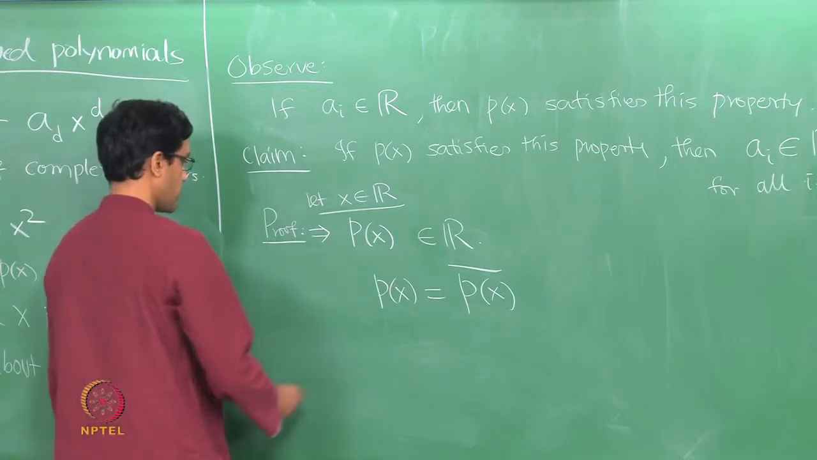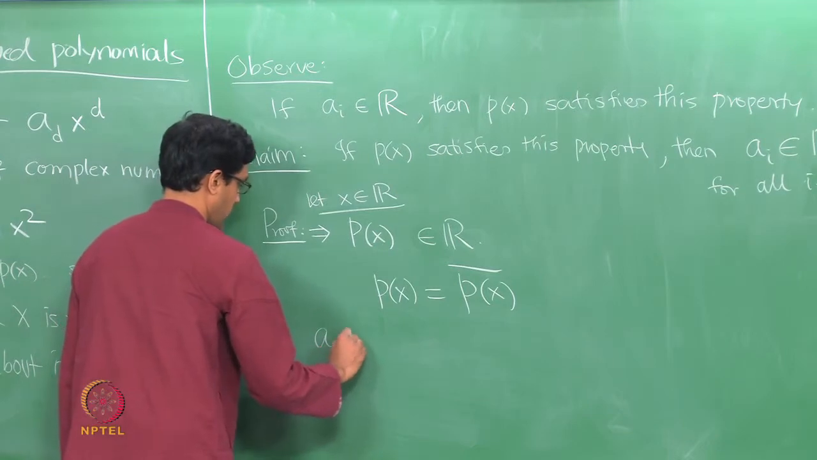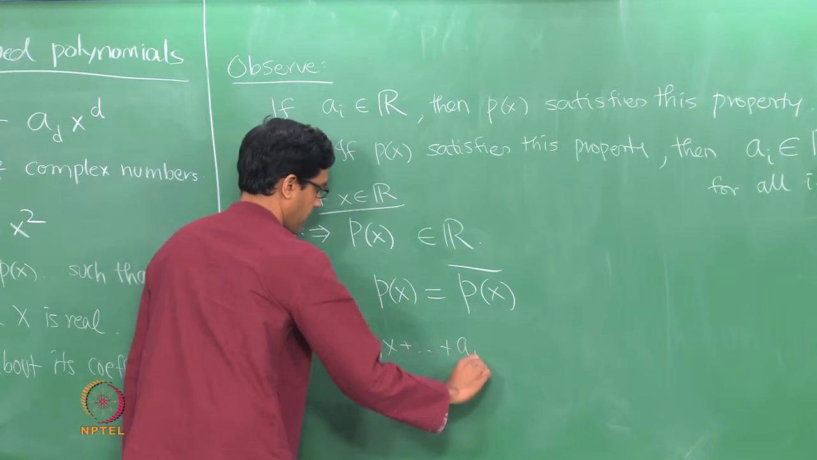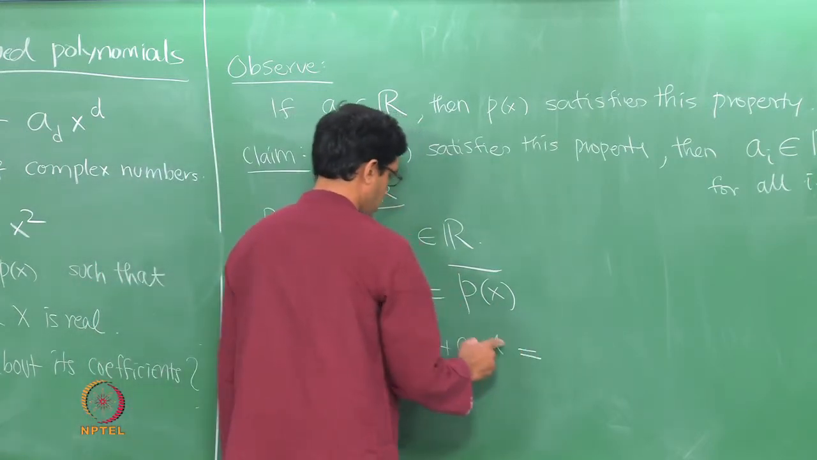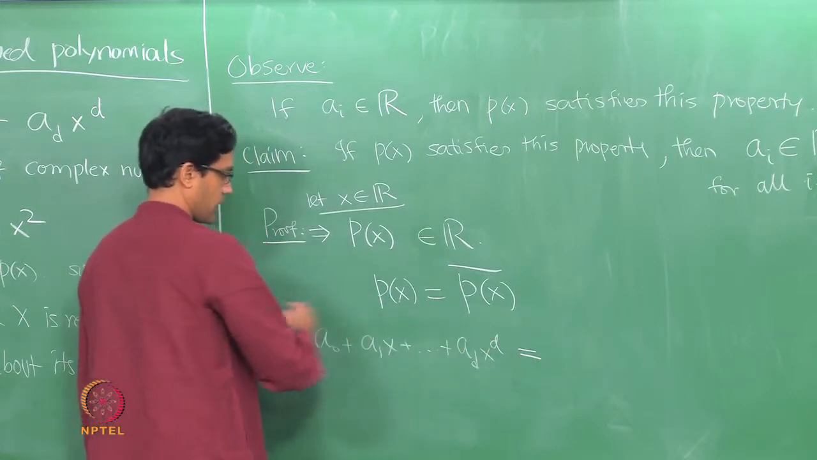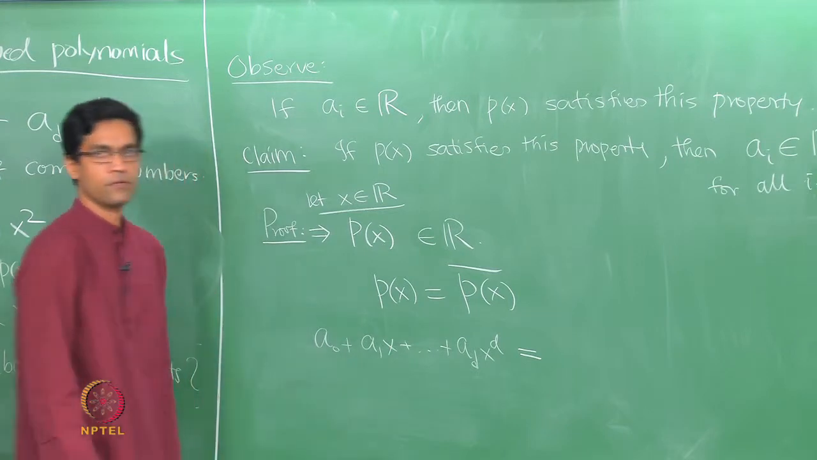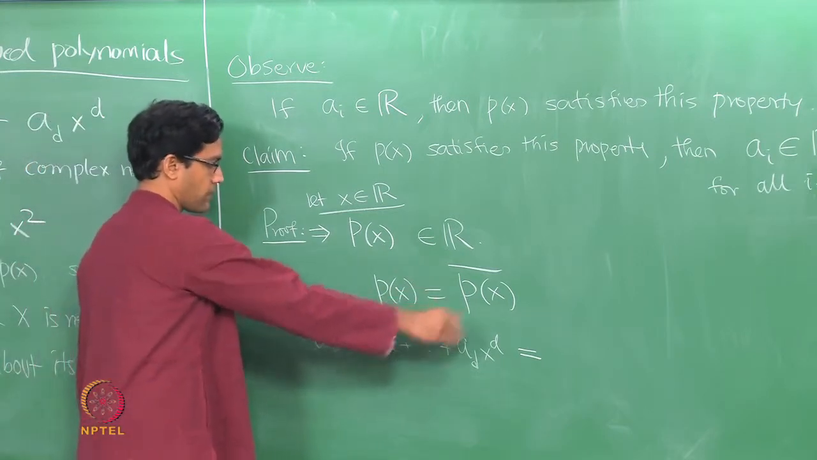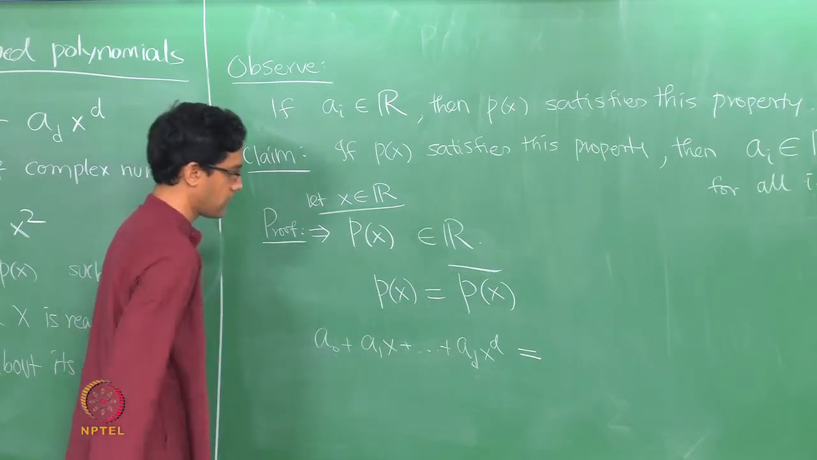So in other words, let us compute the conjugate. If I take a0 plus a1x up to ad x power d, that is p of x, that is the left hand side. The right hand side is the conjugate of this expression, so I need to think of this as being a conjugate, but again the well known properties of conjugation say that if I have a sum of complex numbers and I want to take their conjugate, it is the conjugate of each individual term.